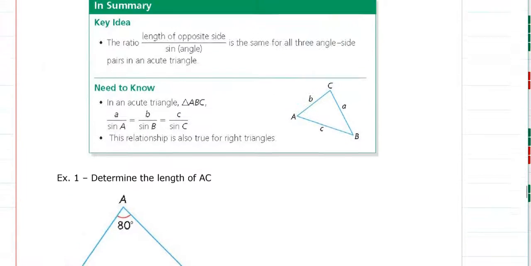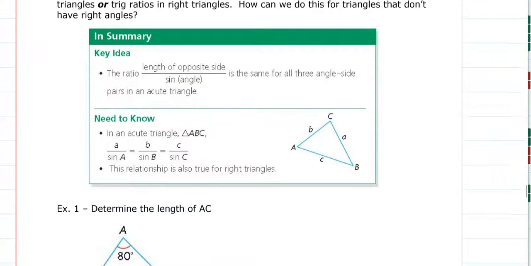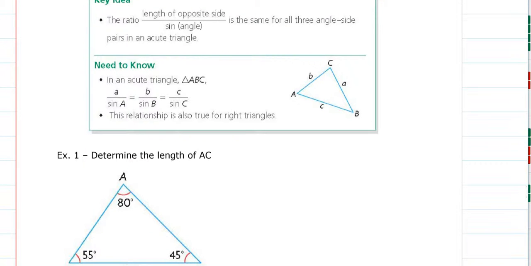So we're looking at Unit 6, Lesson 7, the sine law. Now we're going to look into problems where our triangle is no longer 90 degrees.